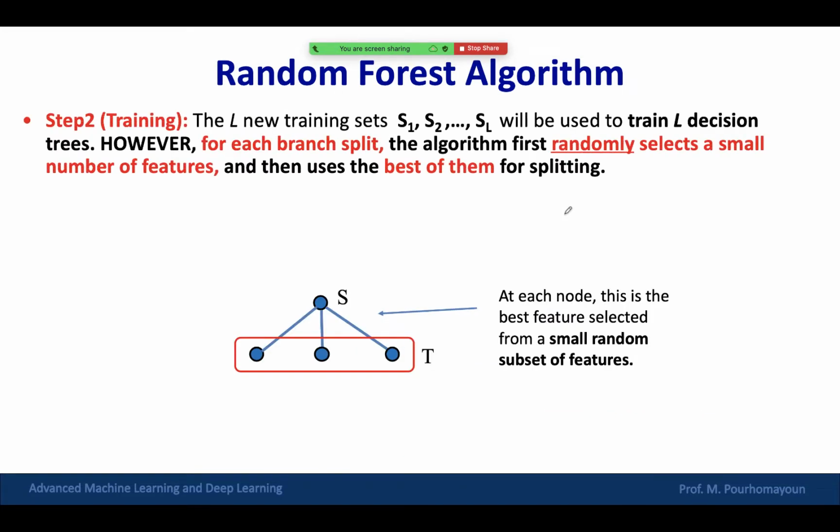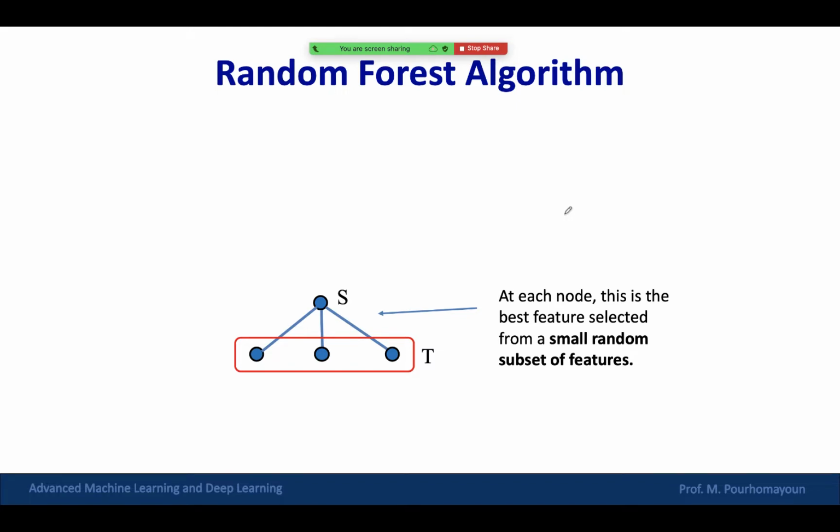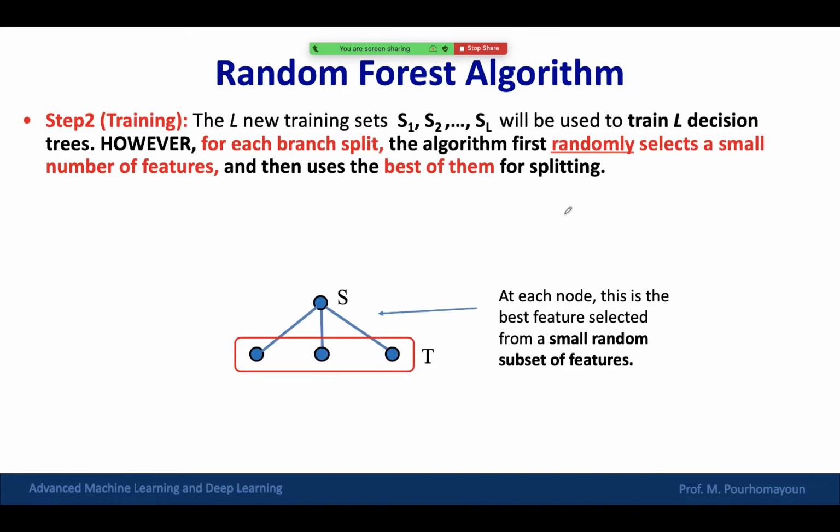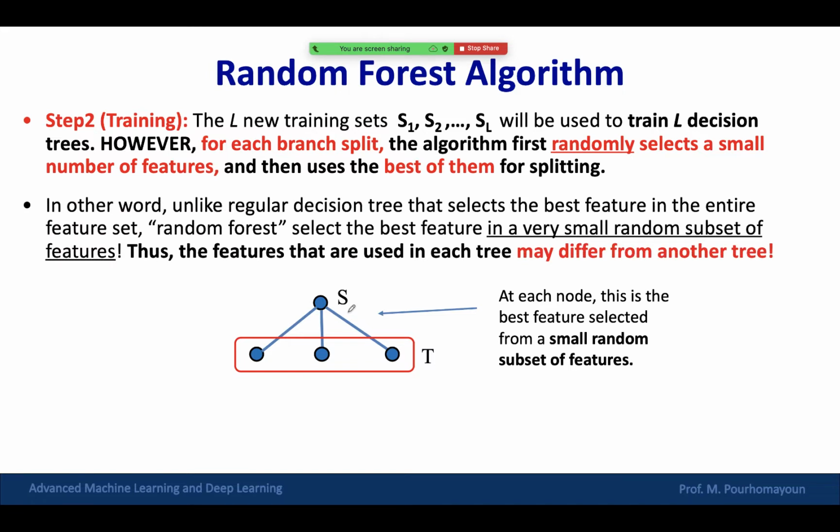So the idea was to not only use bootstrapping to create different data sets, to train trees that are as different as possible, but also in each tree split, in creating each node of this decision tree, when we want to split based on features, we only provide a limited number of features to the tree to use. And this makes the trees very different from each other.